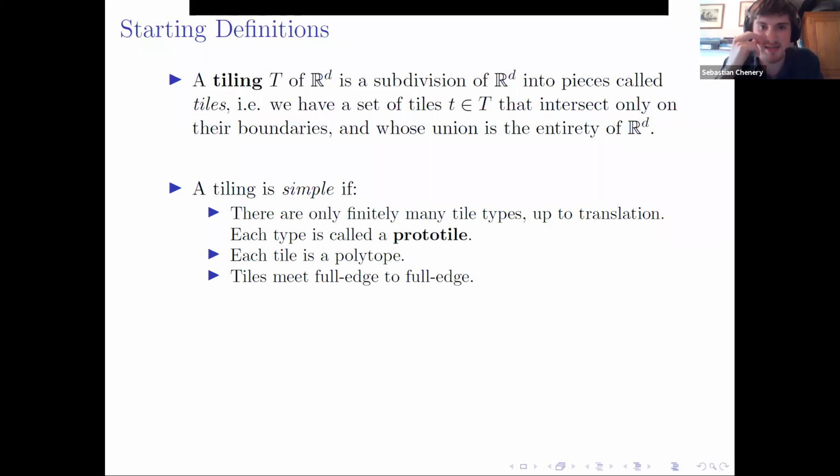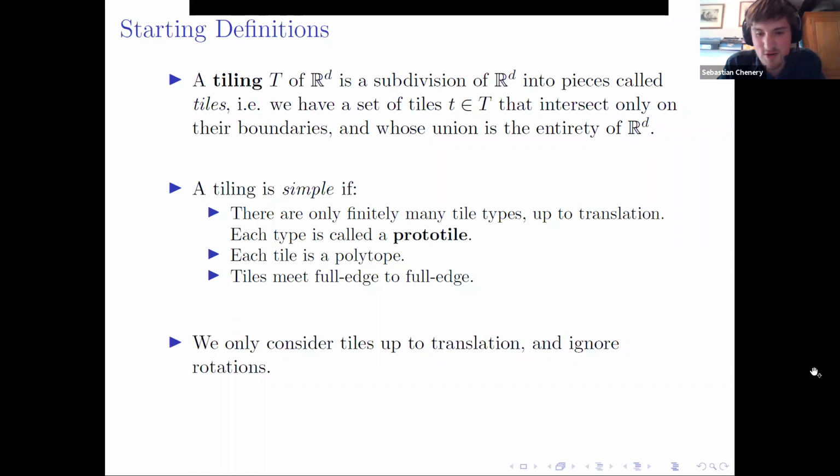And just to tidy things up, let's be clear about what we mean for something to be well-behaved. So a tiling is simple if there are only finitely many tile types up to translation, and each one is called a prototile, and each tile is a polytope, and they meet full edge to full edge. Just very, very simple stuff, all intuitive. And we're not thinking about rotations in this talk. Well, I'll mention the rotations at the end, but we're just going to be thinking about translation.